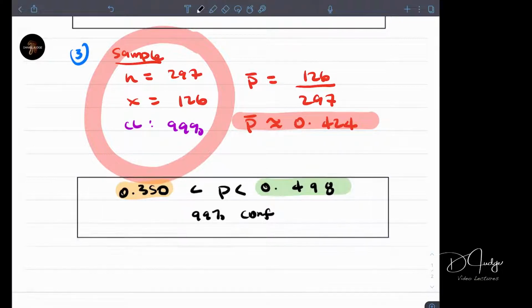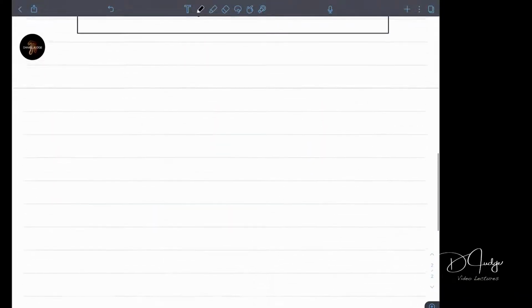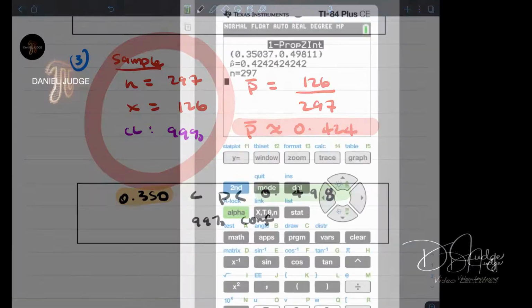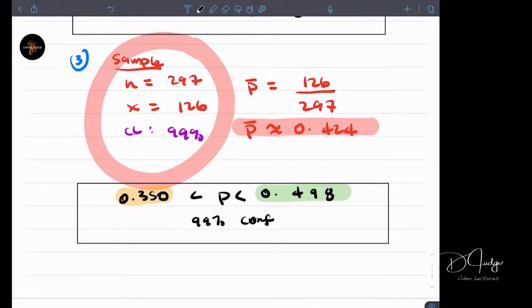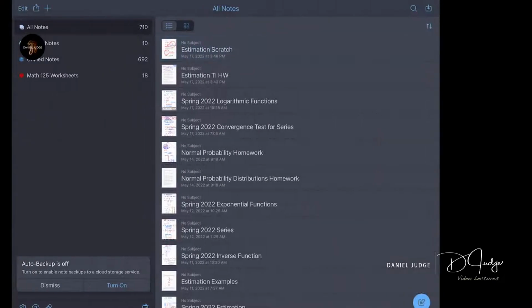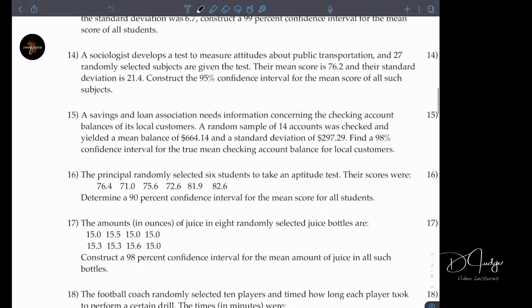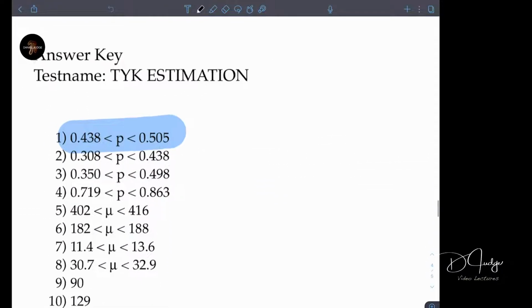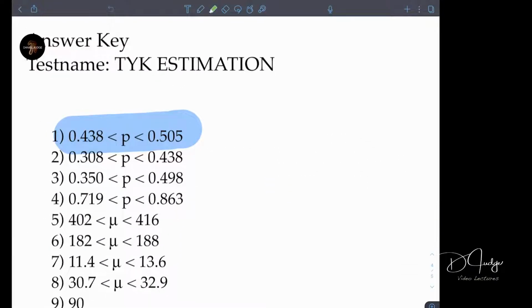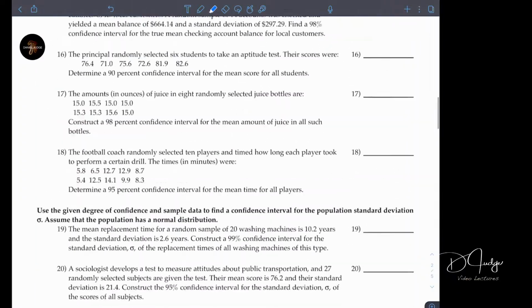Okay, let's look at everything here now. Number 3. Let's see if we should fire the publisher. So for number 3, sure enough, the answers are 0.350 and 0.498. So we are okay for number 3 as well. Okay, good.